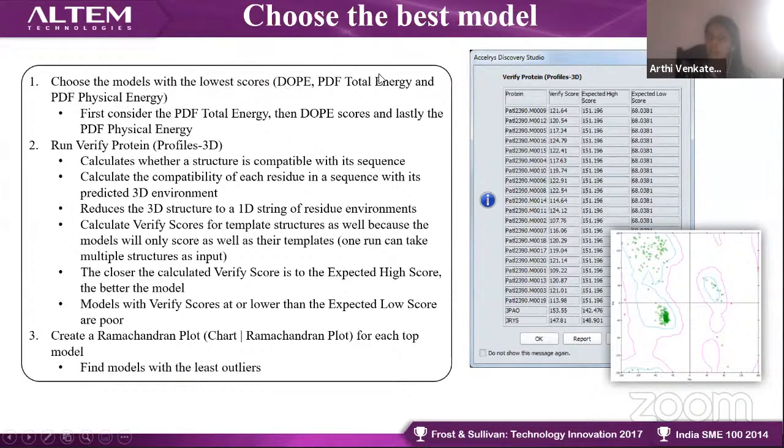Here you will be checking your PDF protein structure, and you will be comparing it with your template structure. And once you are done with Profiles-3D, then obviously you need to go for the Ramachandran plot to identify the outliers of the model which has been designed for your work. So this is how you need to select your best model.